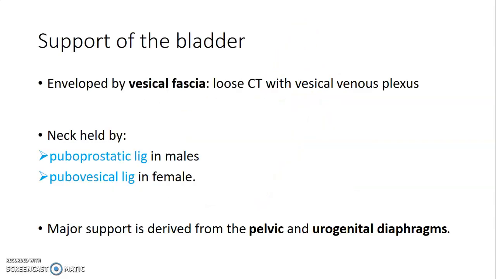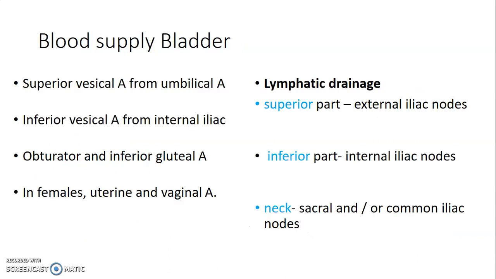The support system of the bladder: it is enveloped by the vesical fascia, which is loose connective tissue that contains the vesical venous plexus, and the neck is held by the puboprostatic ligament in males and the pubovesical ligament in females. The major support is derived from the pelvic and urogenital diaphragm. The blood supply of the bladder is by the vesical arteries. So we have the superior vesical artery from the umbilical artery and the inferior vesical artery directly from the internal iliac artery.